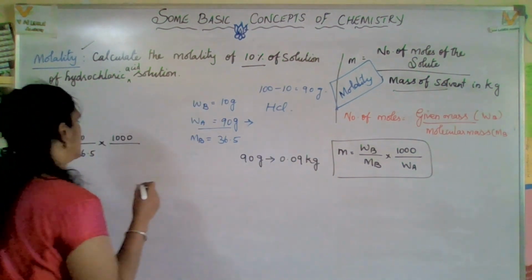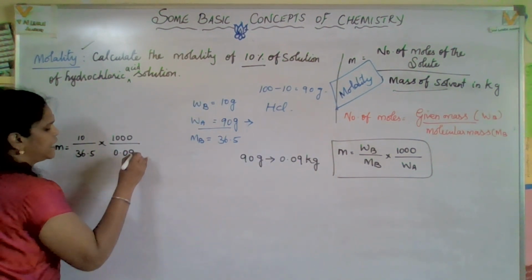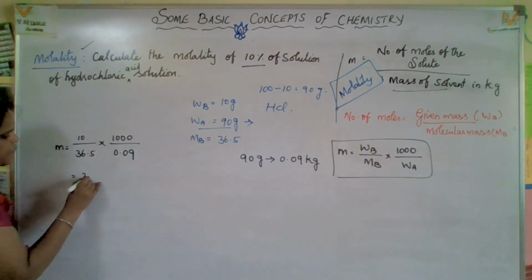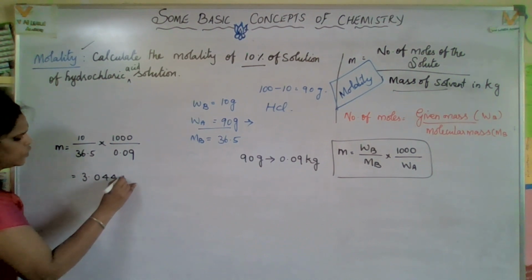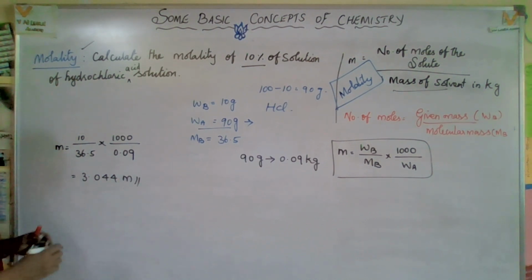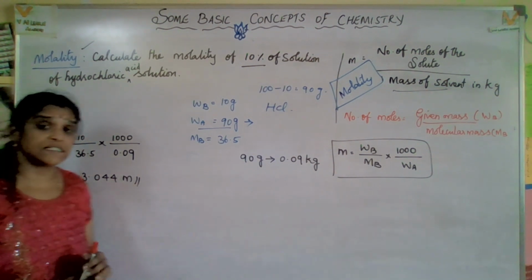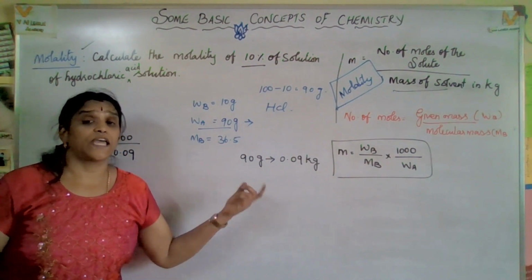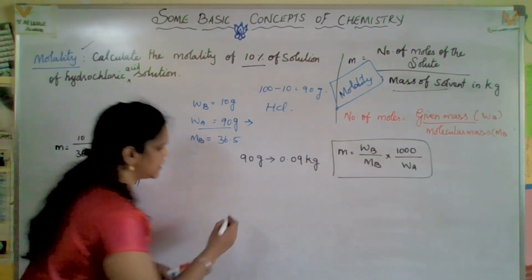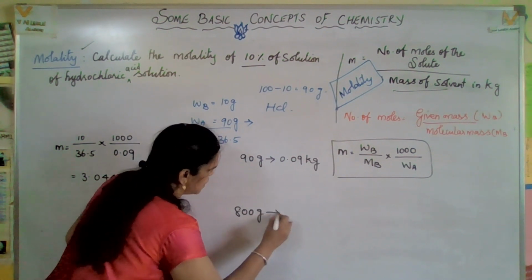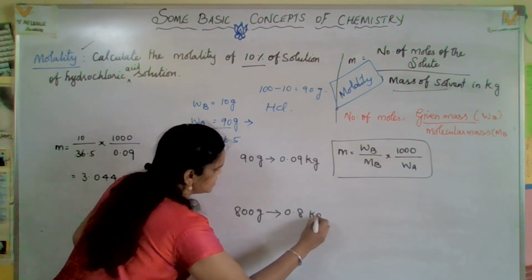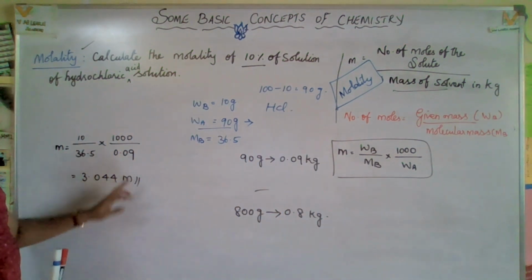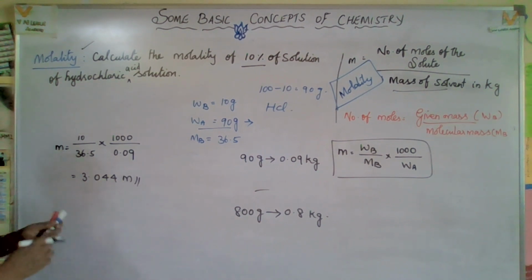Okay, now here 0.09 kg. Now what is the answer? You will get 3.044 small m. I hope you're clear with this. And even in the last sum, you have to convert that 800 grams into kg. That is, 800 grams converted means 0.8 kg. In that last question, actually I forgot. I'm sorry for it. Yes, please note it down. I hope you got a clear idea how to get this.